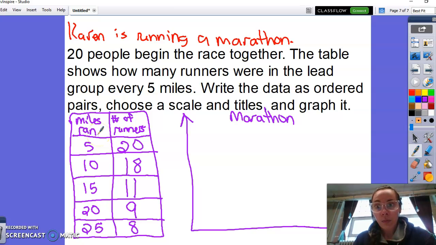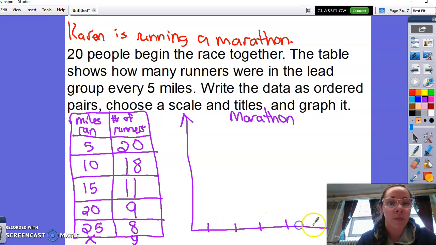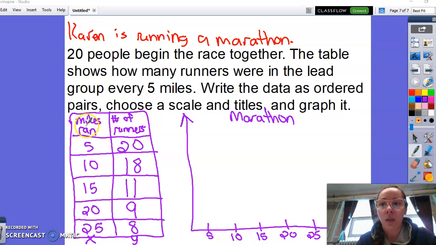So, since we're talking about running here, typically the first column is going to be your X. And then the second column will be the Y. So if that's the case here, then I'm going to put those numbers on the bottom. 5, 10, 15, 20, 25. And then down below, I won't be able to write it, but down below, you would put miles ran as your title. Okay, this title here, number of runners, would go up and down the side.